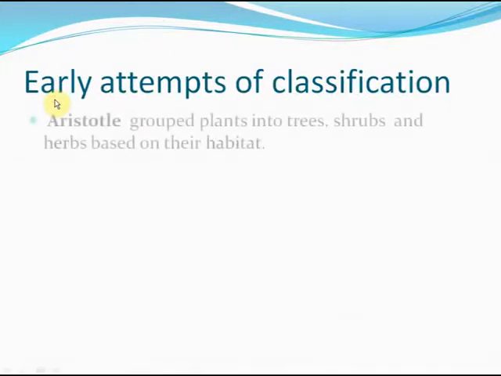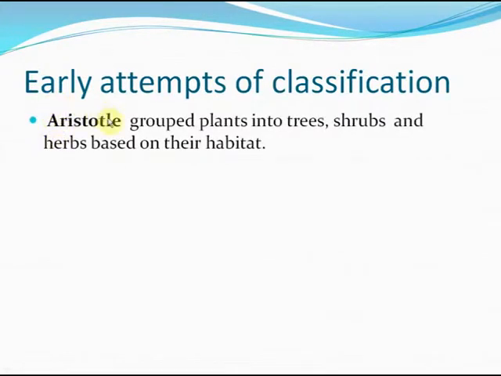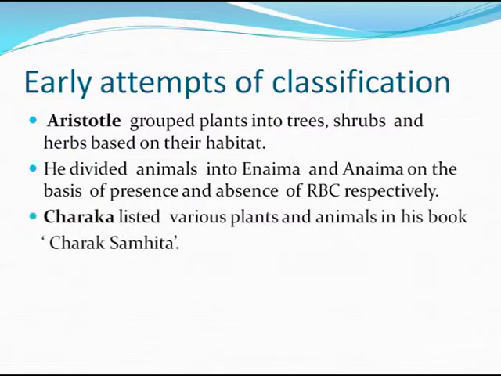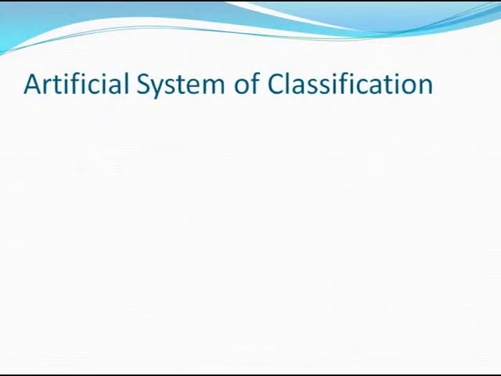The early attempts of classification. Aristotle grouped plants into trees, shrubs and herbs based on their habitat. He divided animals into anaima and enaima on the basis of the presence and absence of RBCs respectively. Charaka listed various plants and animals in his book Charaka Samhita.